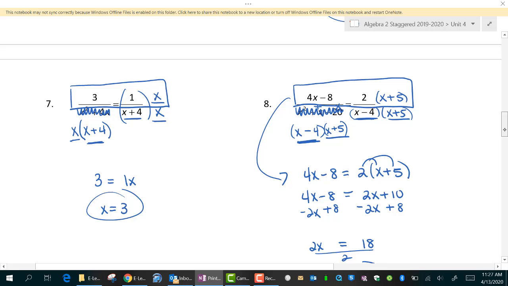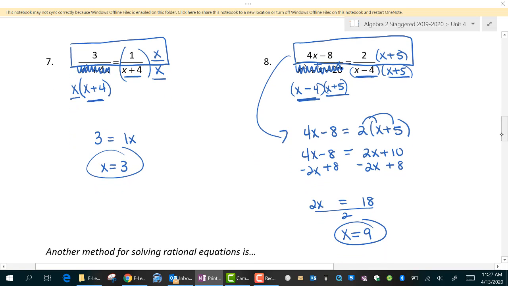Okay, those are my examples for today. I'd like you to try the practice Canvas quiz, and then tomorrow we'll add on a little bit more.